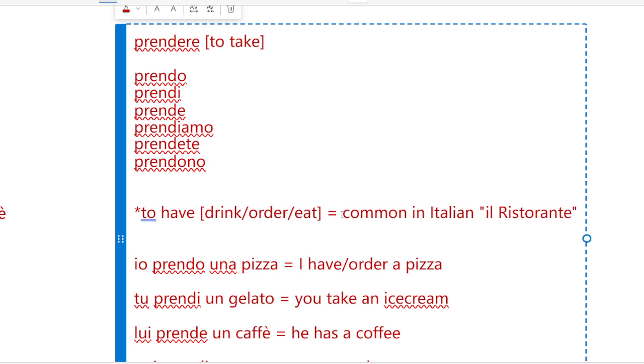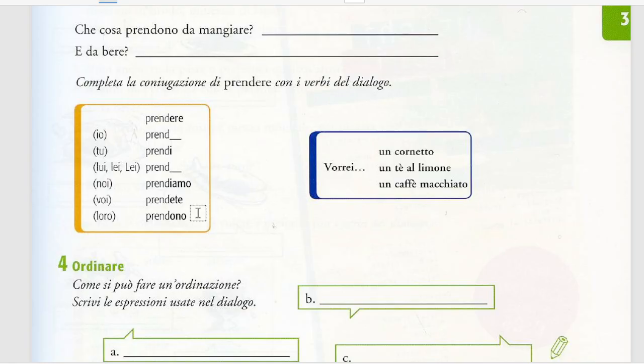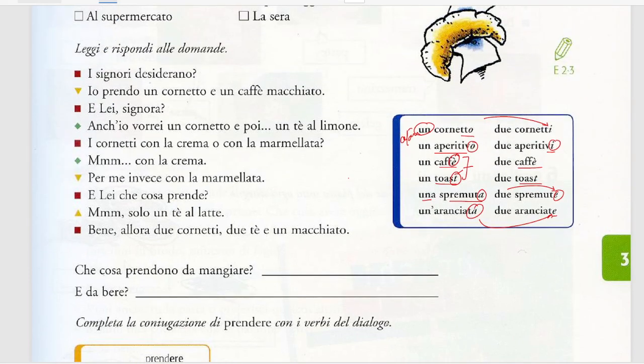Okay, so this is the verb prendere. You can see some examples in the text itself, because after that I'm going to play the audio file as well. So: io prendo un cornetto e un caffè macchiato. So I will have a croissant and a caffè macchiato. Okay. Lei signora, ancora vorrei. No, this vorrei we will cover. I think this is the only example here.